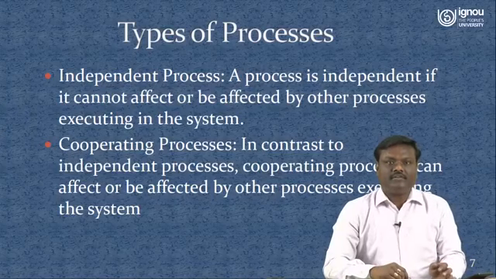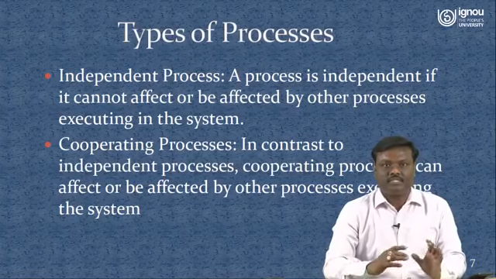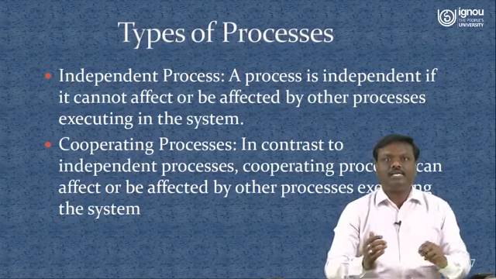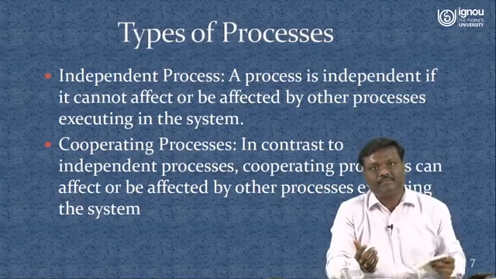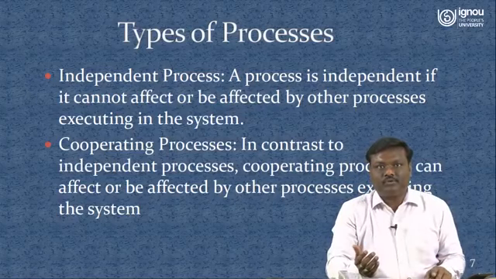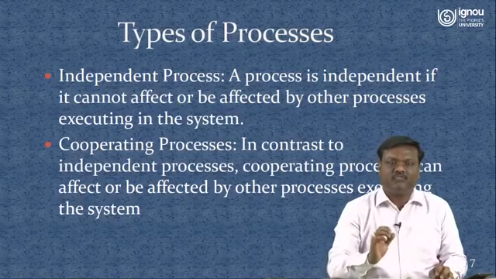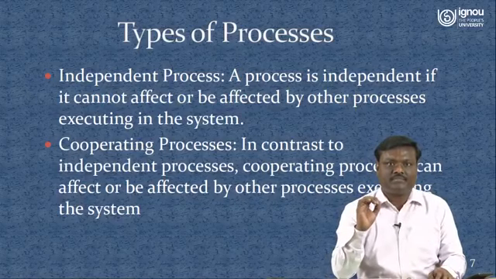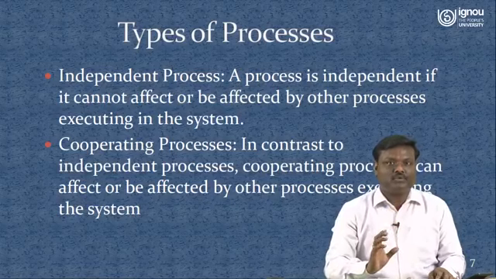So let us see, when we talk about a process, we have seen a process with higher CPU bound, a process with higher IO bound, or else a process with mixed CPU and IO bursts. Then there are a variety of processes we can talk about. Altogether, we can define two kinds of processes. One is an independent process, or else the second category comes in the form of cooperating processes.